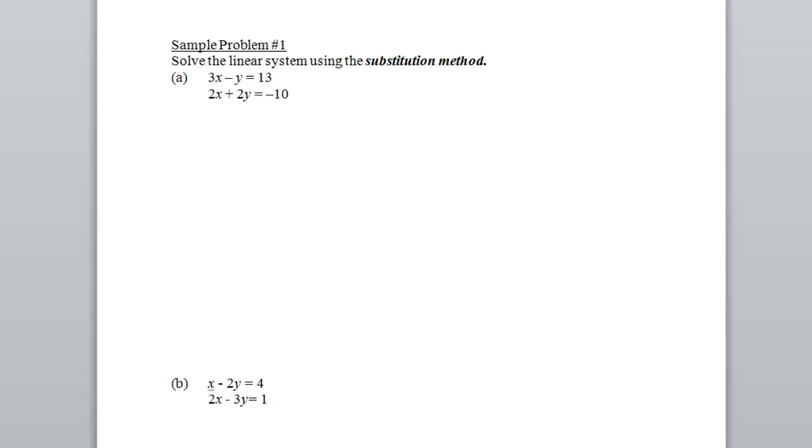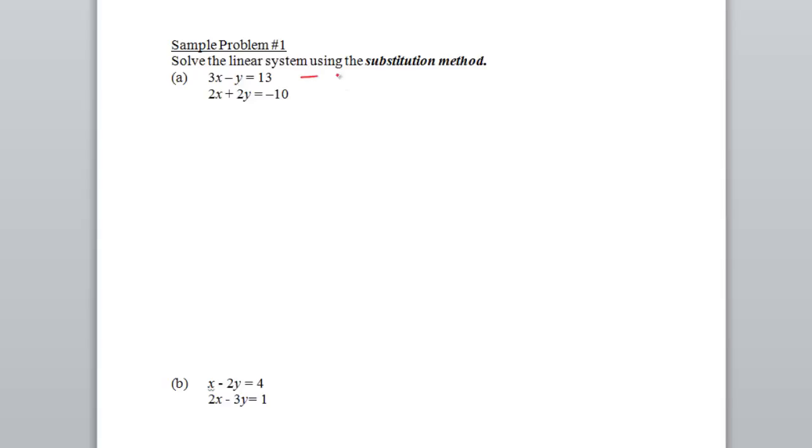Okay, hopefully you've had the opportunity to work sample problem number 1, part A and B. So I'm just going to go ahead and work both of these problems for you. Now, in this particular problem, we suggest to you to use a substitution method. I'm going to tell you that in future instances, we're not going to give you a lead into what you should use. We're going to ask you to kind of figure out what value you should use.